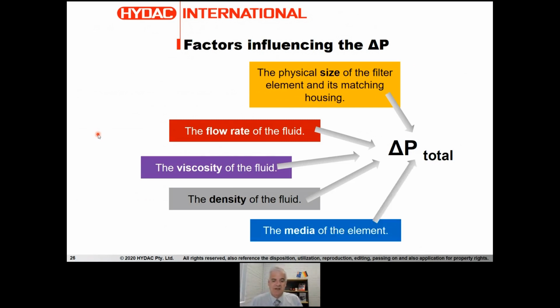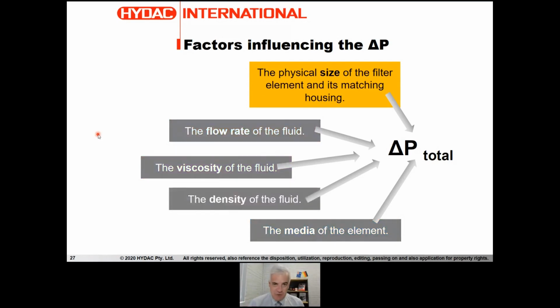And finally, of course, the subject of last week's webinar was the media of the element. So the tighter the mesh pack on that element, the better dirt removal it has, but you increase the delta P as a consequence of that. So all of these things are important to us. So a change in any of these factors will change the delta P total. And as a consequence of that, we can't size a filter adequately and correctly without knowing all of these. You have to understand the system to make a decision.